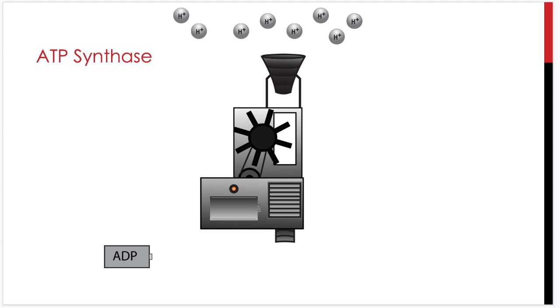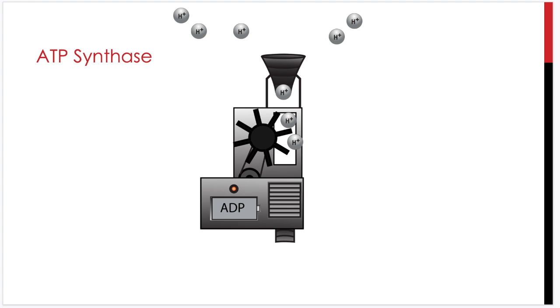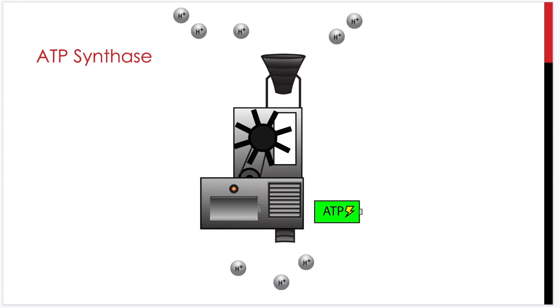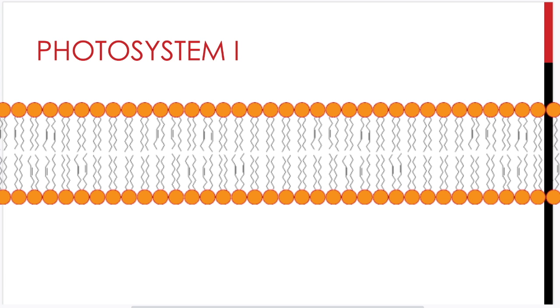However, they get to do a little work before they go, sort of like a hydro dam or a water wheel. So let's get some ADP joining there. And then as the hydrogen atoms exit, it actually takes 3 total. They go through this, they rotate the wheel, and they charge ADP, which eventually makes ATP, an energy molecule. And that is then sent to the dark reactions. So that's how ATP synthase works.